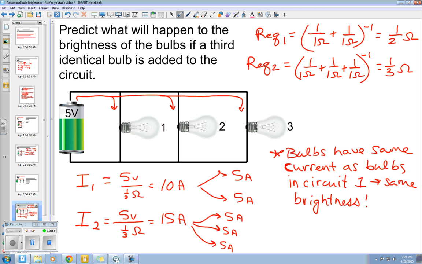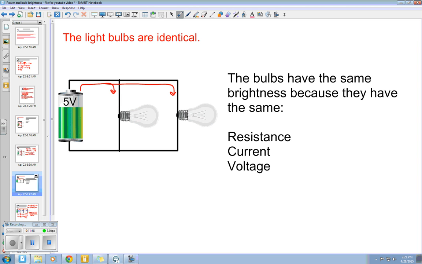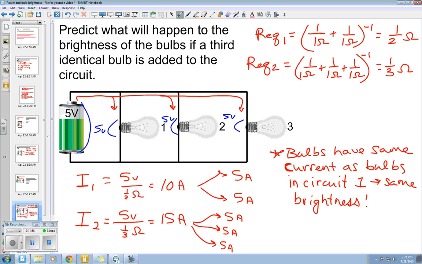So we can explain that with current, and then we can also explain it with voltage. When we are in parallel, the voltage of each bulb is the same as the voltage of the battery because they're in parallel with the battery. So these each have 5 volts. And then if we look at the circuit with 2, these each have 5 volts too. So these bulbs have the same voltage drop as these bulbs, and so they're going to have the same brightness.